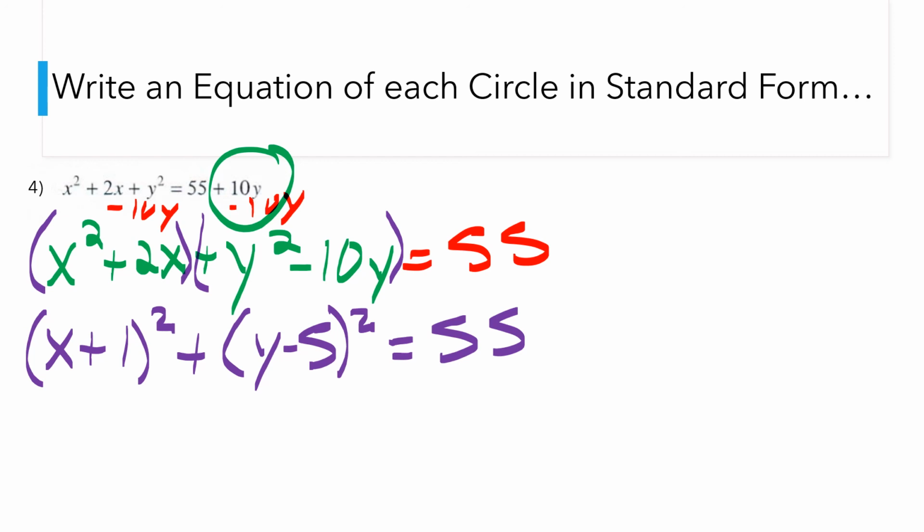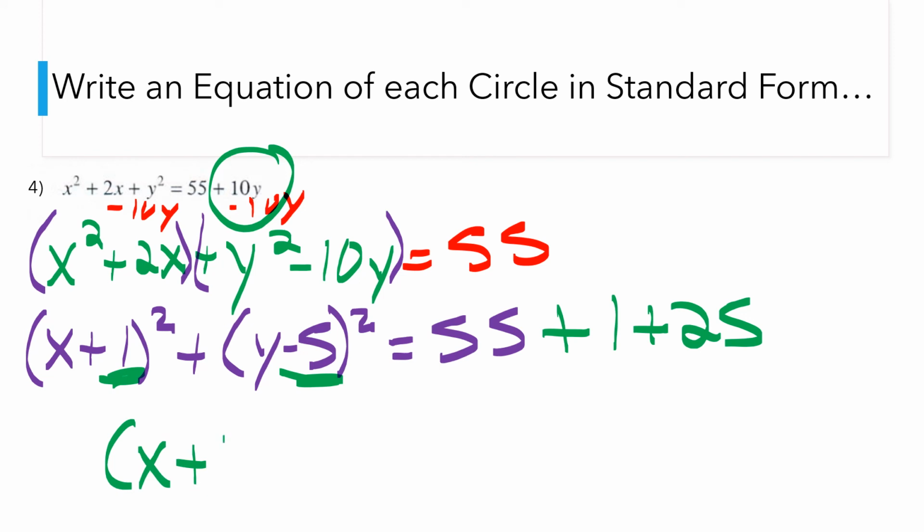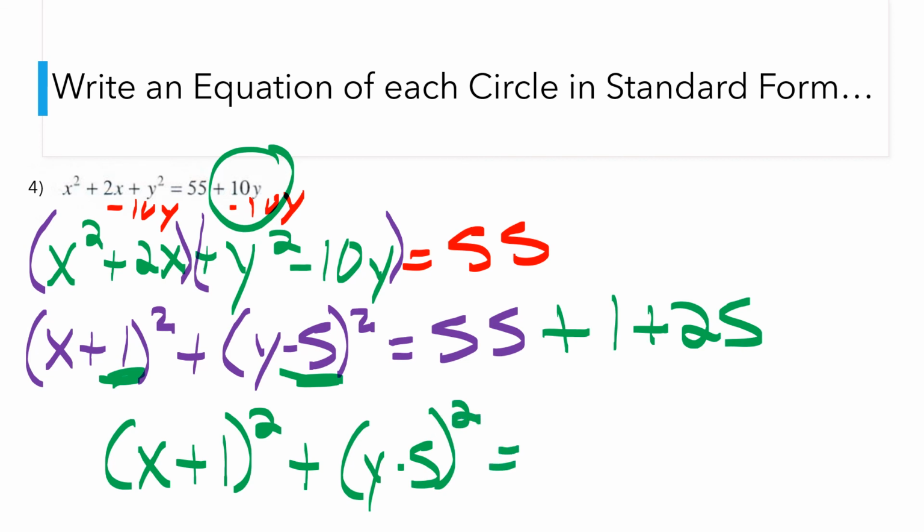We have to add this term, b over 2 squared. So 1 squared is 1, and negative 5 squared is 25. So it's going to end up being x plus 1 squared plus y minus 5 squared equals 86. Yeah, 86. That was wrong. And that would be our answer. All done.